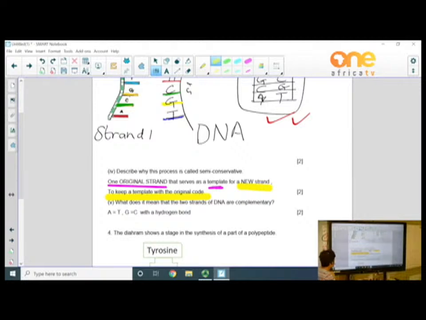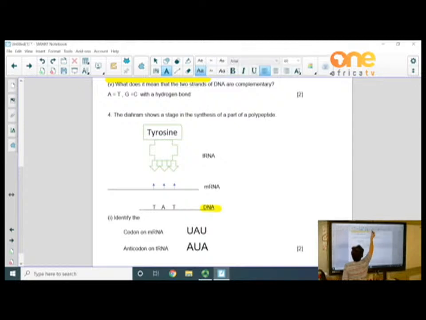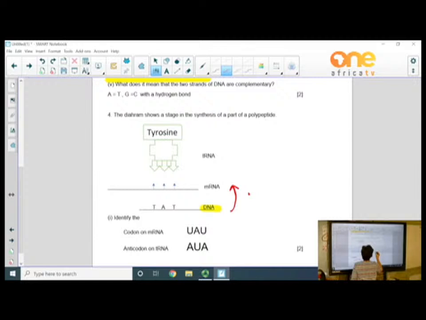What does it mean that the 2 strands are complementary? A will link to T, G will link to C with a hydrogen bond. Then we have the diagram. So if this is the DNA, the mRNA will be linked with a complement, right? Between those 2, it will link with a complement.